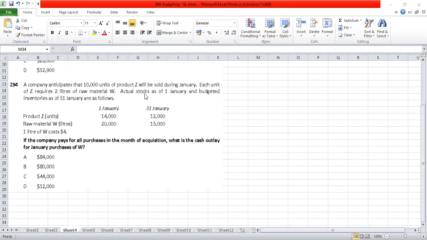It says that actual stocks as of January 1 and budgeted inventories as of January 31 are as follows. So the product Z units are 14,000 and 12,000. Raw material W in liters is 20,000 and 15,000. 1 liter of W costs 4. If the company pays for all purchases in the month of acquisition, what is the cash outlay for January purchases of W?